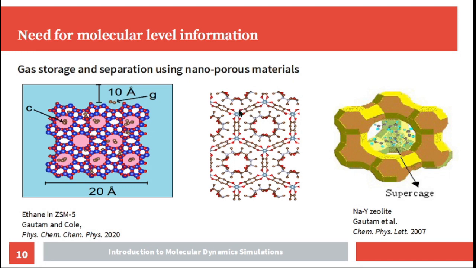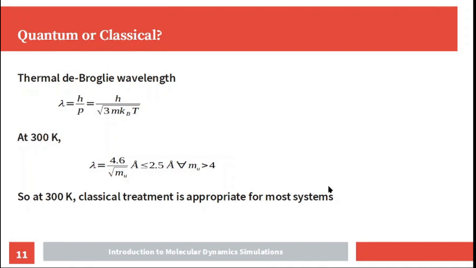This is yet another example of a porous material, which is actually a metal organic framework, where you have a metal and some organic molecules coming together, forming a very regular pattern, giving rise to pores. So if you want to have molecular level information, the question is, should you apply quantum mechanics or classical mechanics to understand matter at that level?